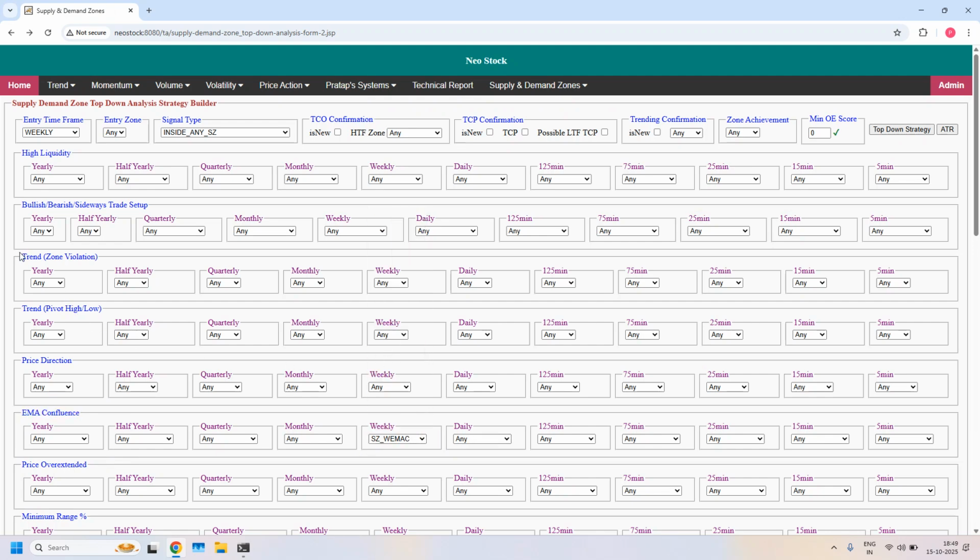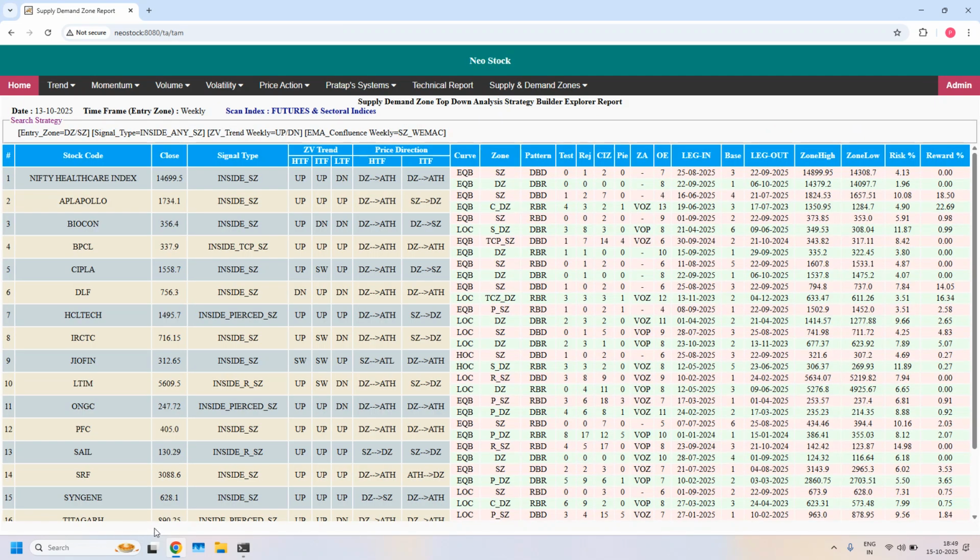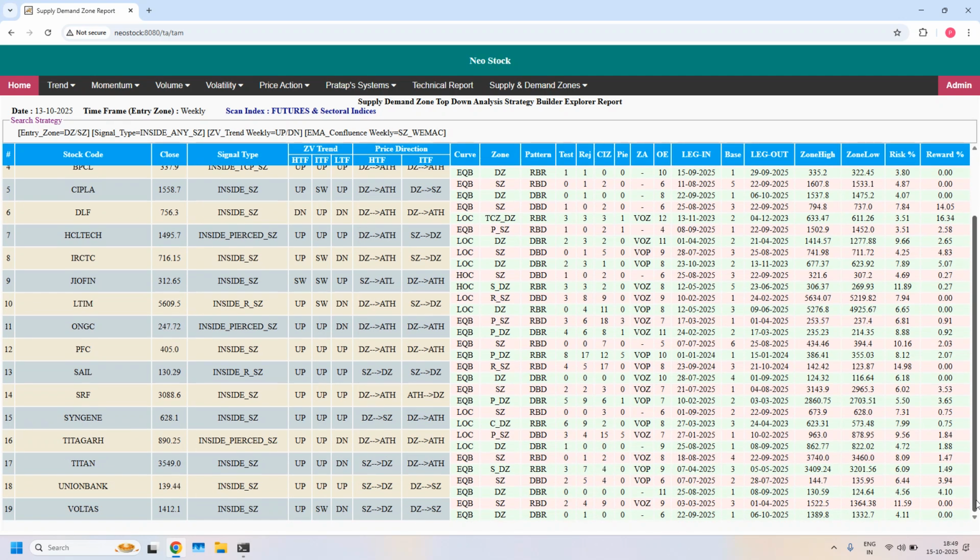And also trend on the weekly should not be sideways. It can be up or down trend. So the filtered list, first 15 stocks in the list. Scrolling the list down, total 19 stocks are filtered. Next time frame daily already generated in the beginning of the report.